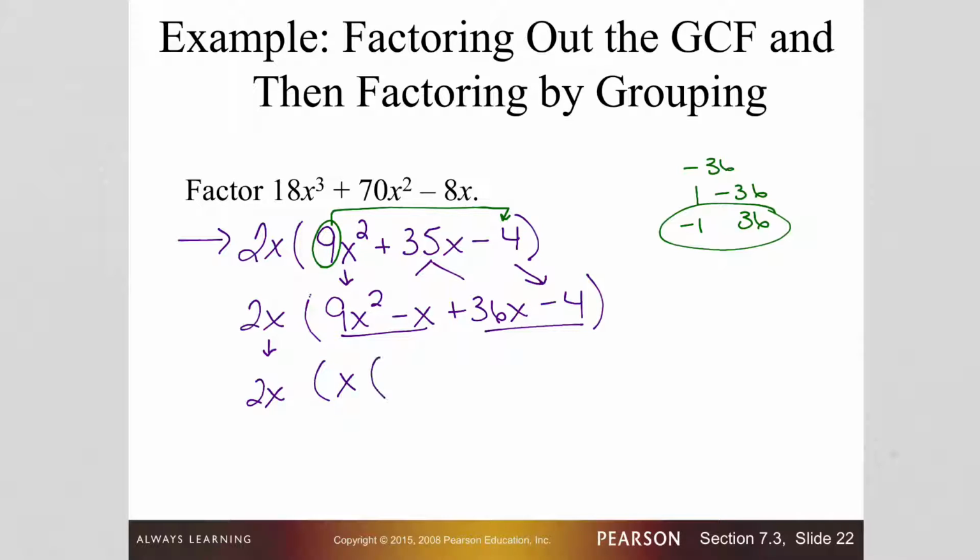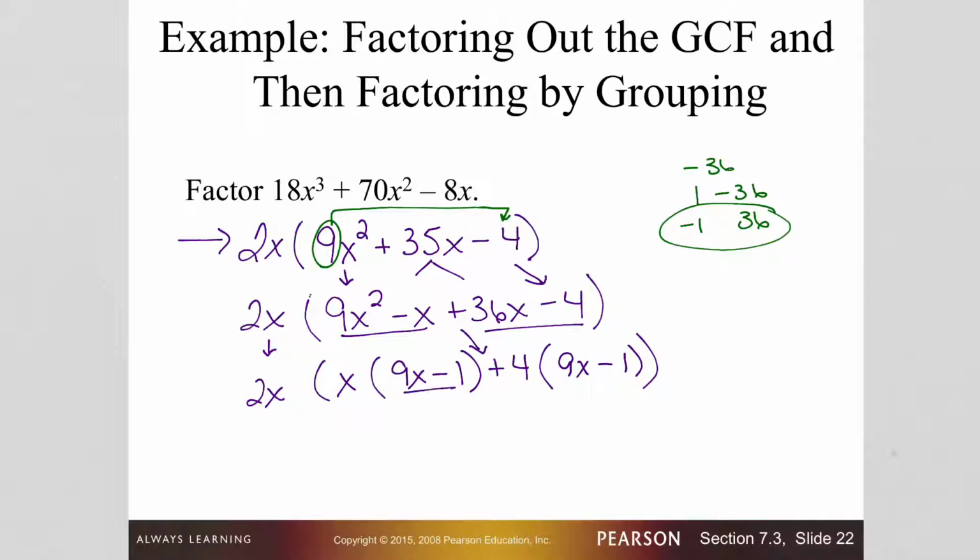I can factor out an x. X times what will give you 9x squared? 9x. X times what will give you a negative x? Minus 1. That's a plus, so I brought down a plus. What do these guys have in common? They have a 4 in common. 4 times what will give you 36x? 9x. 4 times what will give you a negative 4? Minus 1.